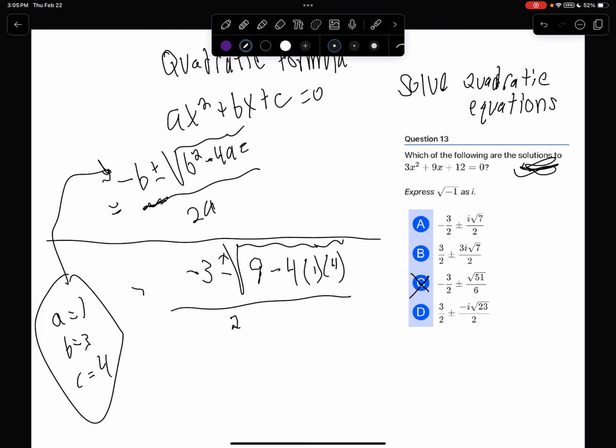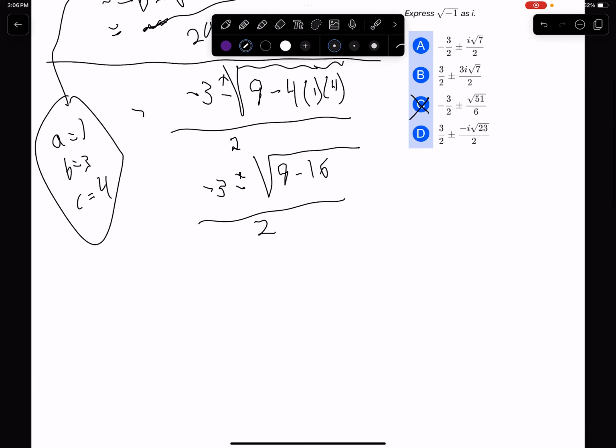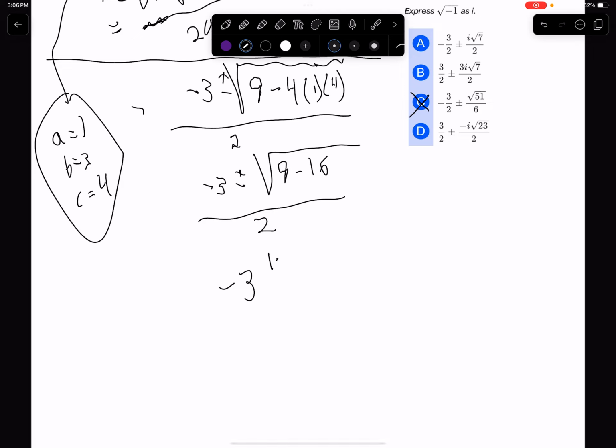Okay? So that is copying it over, because this is often what we do, this boring step of just copying everything over again: plus or minus, and I'm copying the square root, and I've got 9. Be careful, you have to do what's under the square root first. 9 minus 16, we said that was 16, and all of that is over 2, or 2 times 1. Copy it over one more time. Negative 3 plus or minus the square root of a negative number, because 9 take away 16 gives you something negative. So that's negative 7. And then we have the 2.